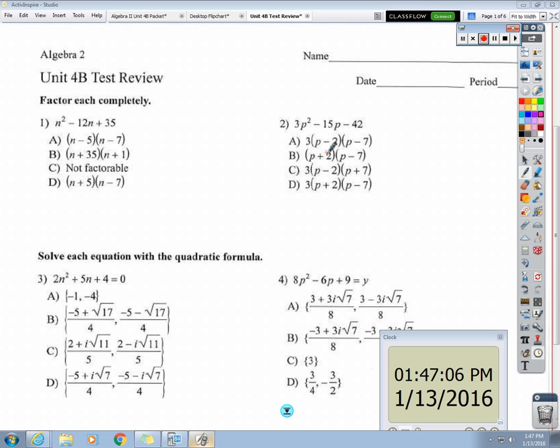Factor each completely. If you see a quadratic trinomial like this with a leading coefficient of 1, how do you factor it? It is factorable, so C is out. We're looking for two numbers. Those two numbers need to add up to equal negative 12, and you need to be able to multiply them and get 35. What are some numbers that multiply to get 35?